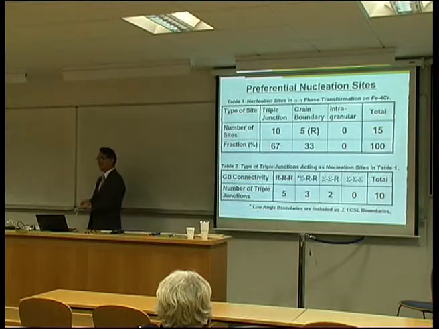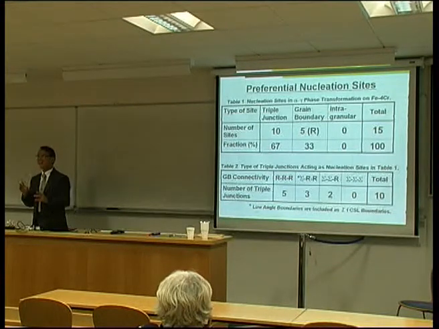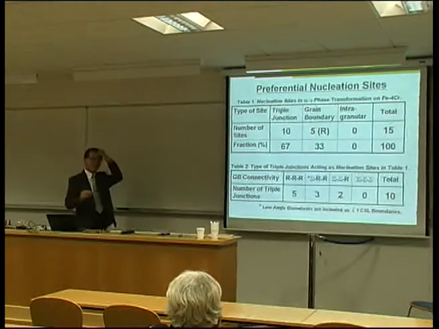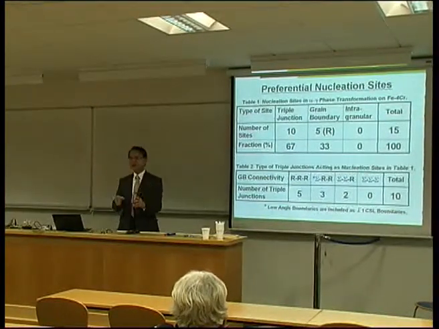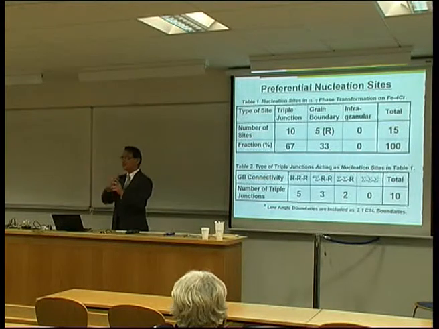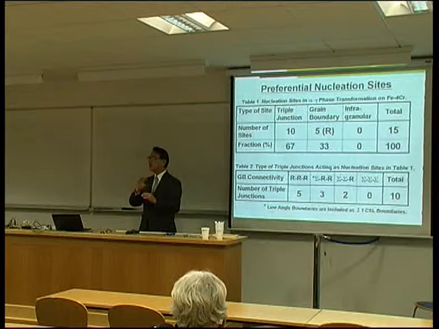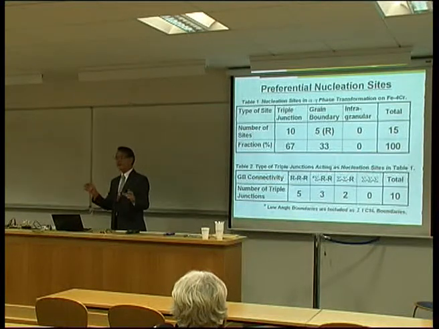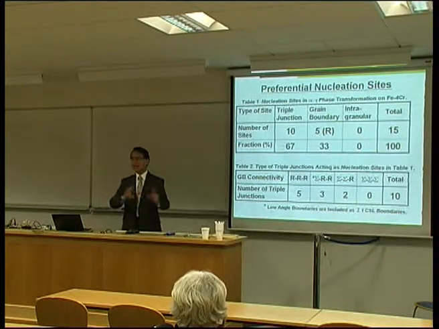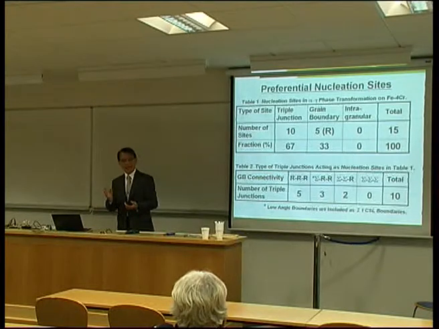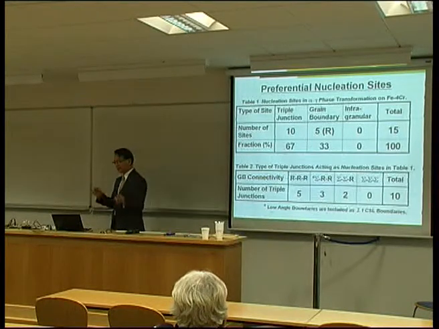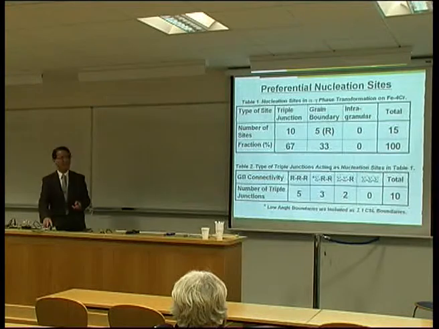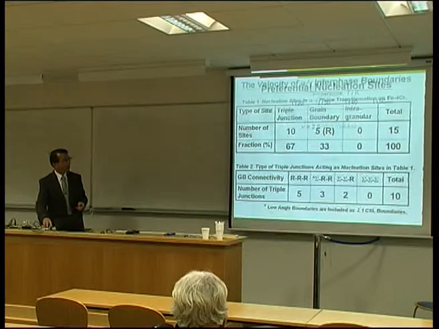To my knowledge, there was no such work before ours. Of course, many people observe that a triple junction can be a preferential site of the new phase, but not all triple junctions can be the preferential site. There is some selection depending on the character. This is one of the most important observations of our professor.